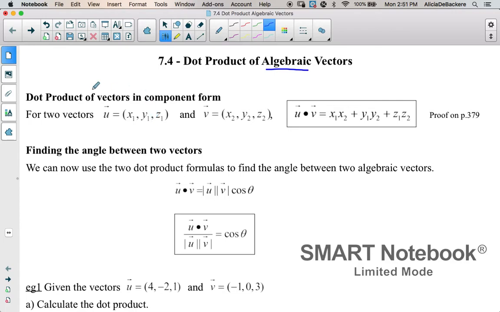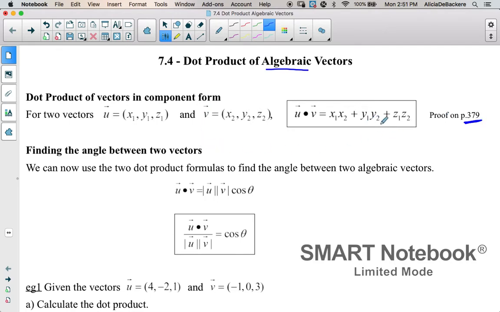So for dot products of vectors in component form, once I have them, so not in terms of i, j, and k, we've got them written as a point. If I have vector u and vector v, then I can find the dot product of those two vectors by multiplying the corresponding components and then adding up those values. It's a nice little shortcut trick. There is a proof of this in your textbook on page 379.